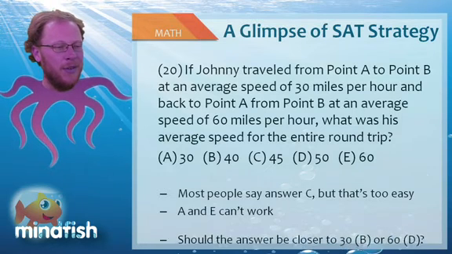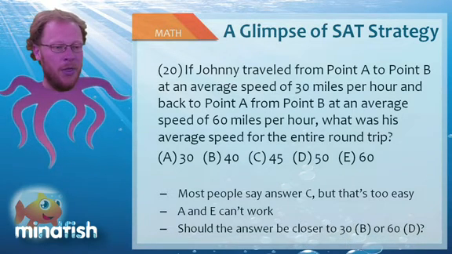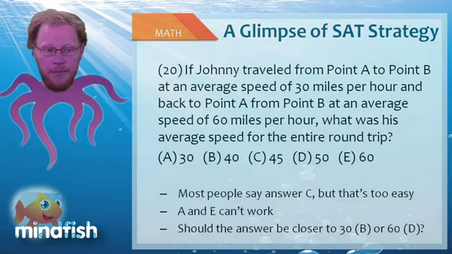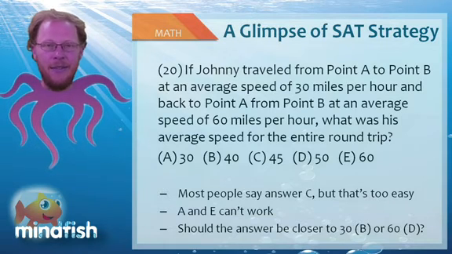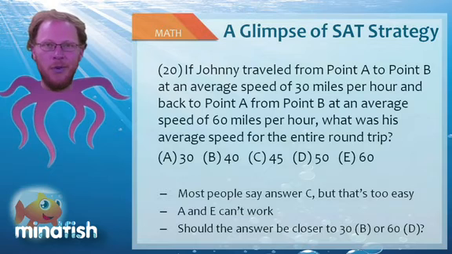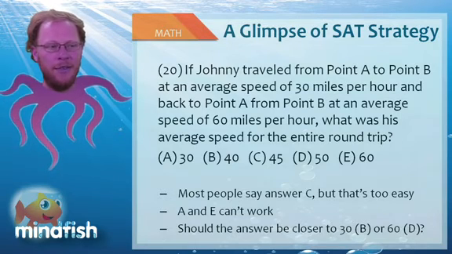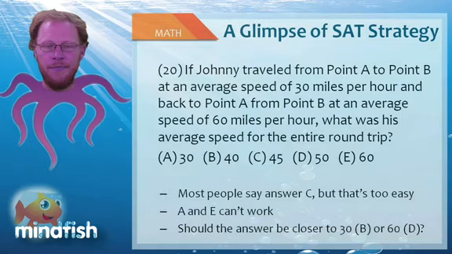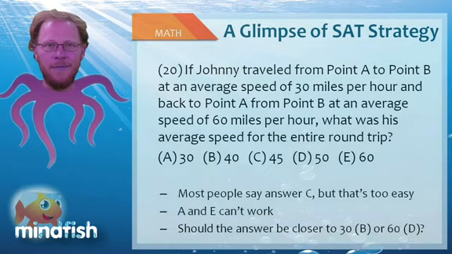Ask yourself this: should the answer be closer to 30, the slower speed, or 60, the faster speed? Well, slower speeds take more time, and if we're looking for an average speed, it should be closer to the slower one. Therefore, our answer is B, 40 miles per hour.